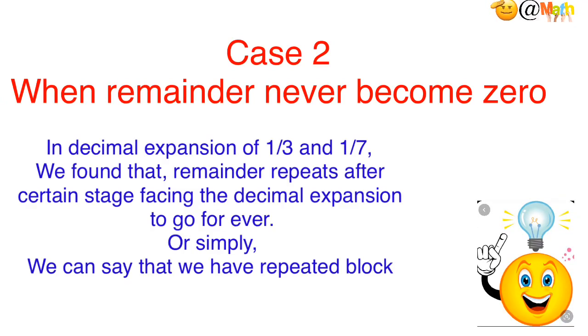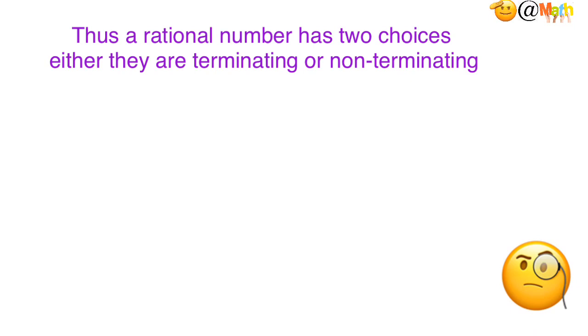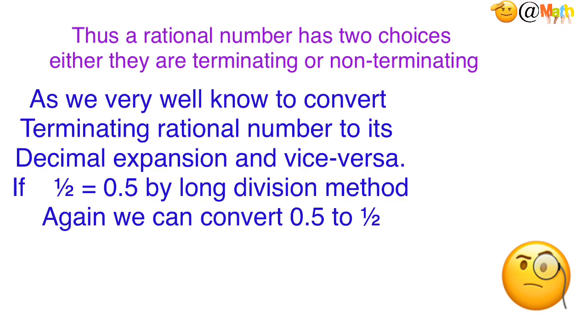Case 2, when the remainder never becomes 0. In the decimal expansion of 1 by 3 and 1 by 7, we found that the remainder repeats after a certain stage. This causes the decimal expansion to go on forever, or simply, we can say that we have a repeating block. Thus, a rational number has two choices: either it is terminating or non-terminating.